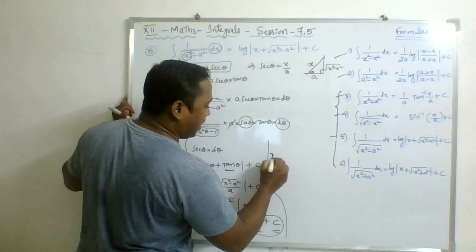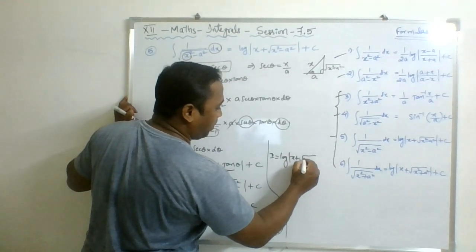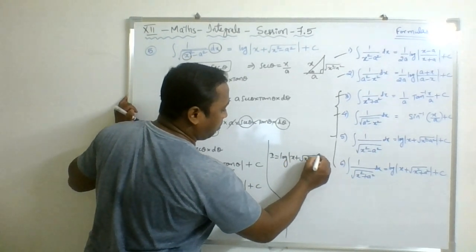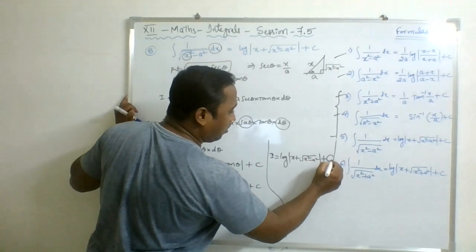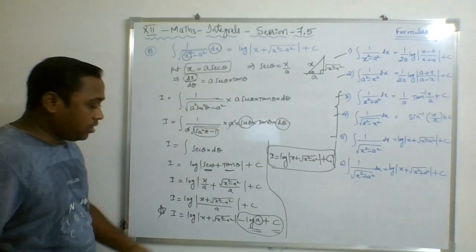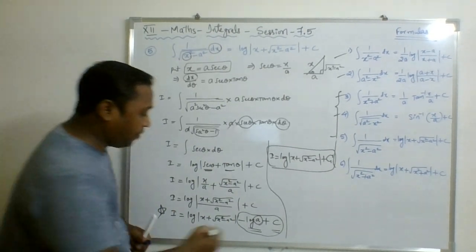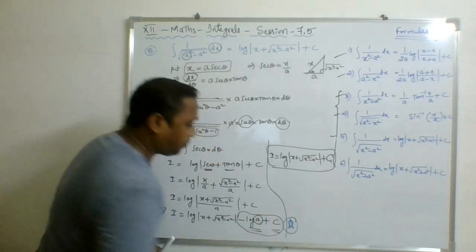So finally the answer is expressible in shortest form as log of x plus under root of x square minus a square plus c. Right? So this is the important step in the derivation of this formula. Right? ये most important है.